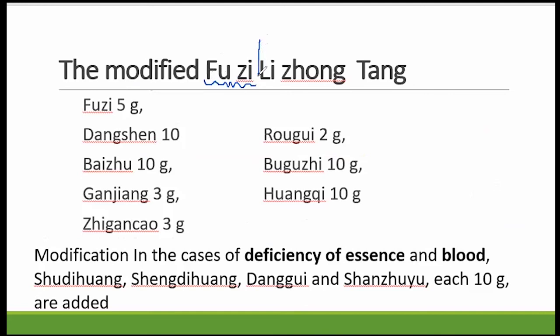Fu zi li zhong tang, or fu zi li zhong wan, the same thing. Fuzi is a herb's name. Li means regular, zhong means middle, so it means regulating the middle. From the formula's name, we know this formula mainly warms middle yang. In other words, it mainly tonifies spleen yang.